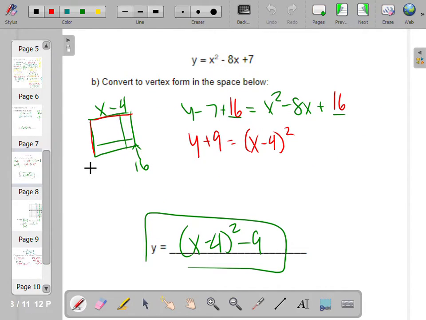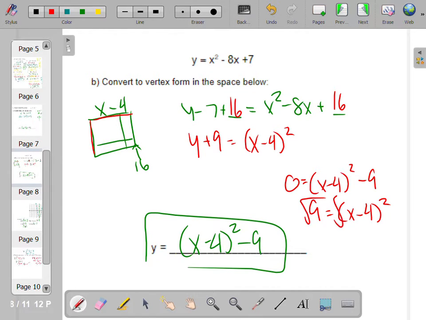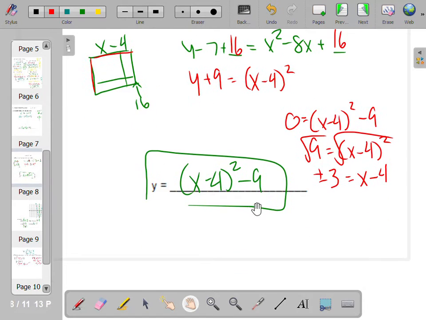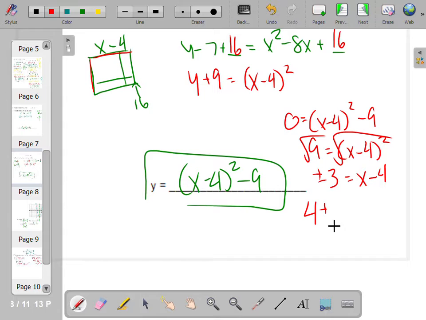I could solve it using vertex form. So if I had this equation and I set y equal to 0, I could say, okay, 9 equals (x minus 4) squared, square root both sides, plus or minus 3 is x minus 4, and then solve. 4 plus or minus 3 equals x. 4 plus 3 is 7. 4 minus 3 is 1. Hey, I got the same answers a completely different way. That's a good sign. You could also do the quadratic formula. They would come out to be the same.